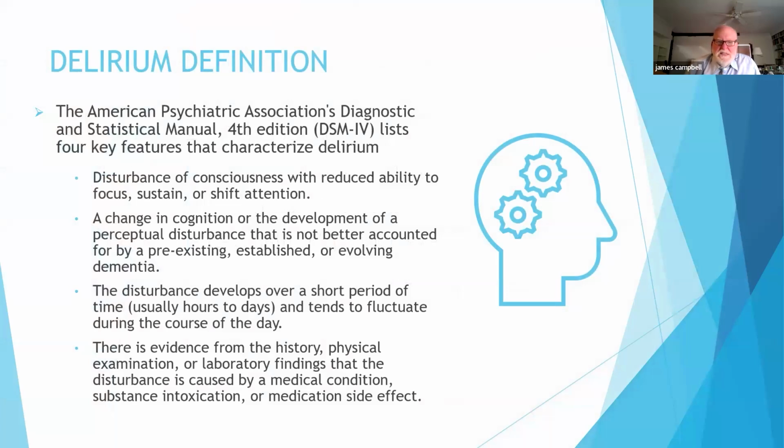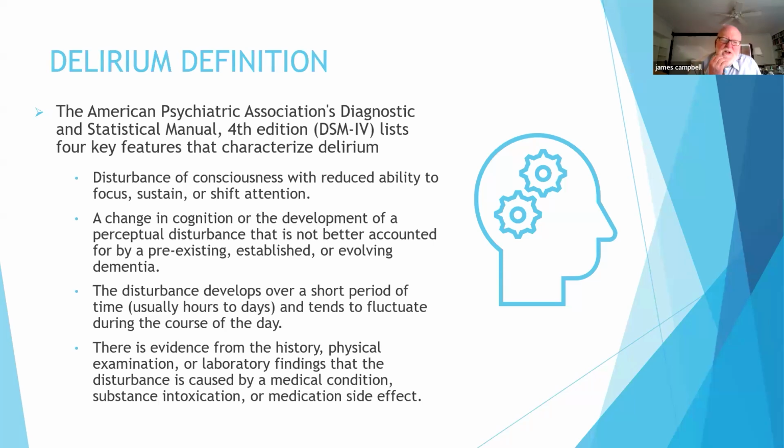But let's talk about what delirium is. It's a disturbance of consciousness with a reduced ability to focus, sustain, or shift attention. Think about how you feel after you've had a long day. In the morning you've had a nice big lunch, and it's about 1:15, 1:30. You start to feel a little less focused, a little less sustained. But this is the severe form of that. It's a change in cognition or the development of a perceptual disturbance not accounted for by a pre-existing or evolving dementia.